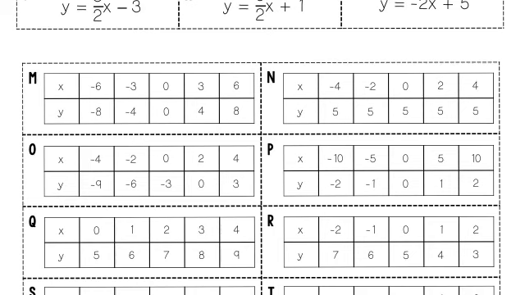How do I find the rate of change from the table? How have I taught you to find slope from a table? Well, we use our y2 minus y1 over x2 minus x1. You'll find the slope for each of these tables, and then you'll match them to the equation. So let's start with this.